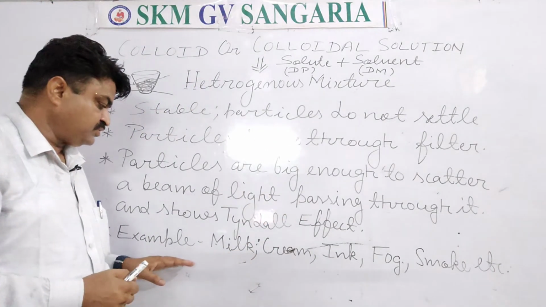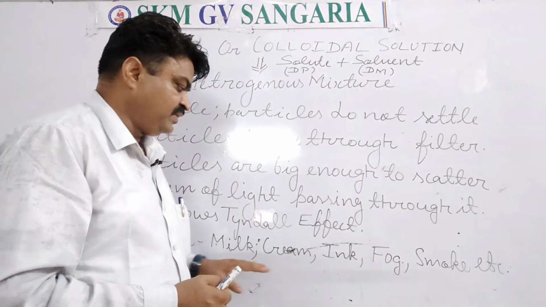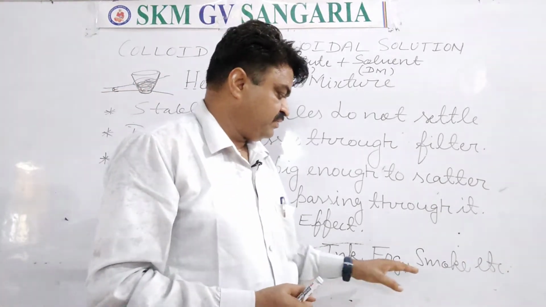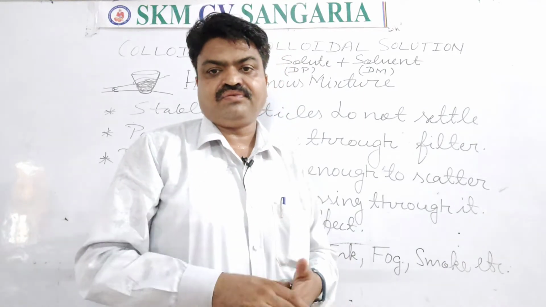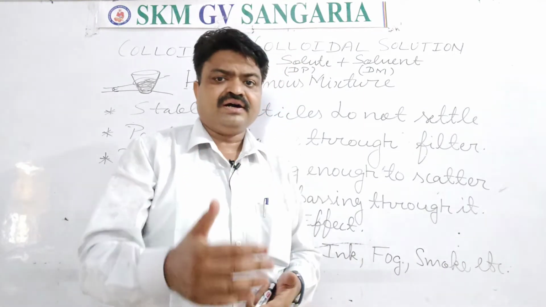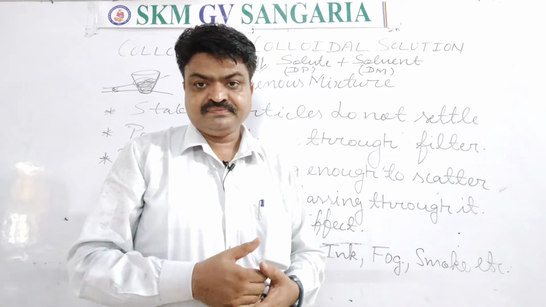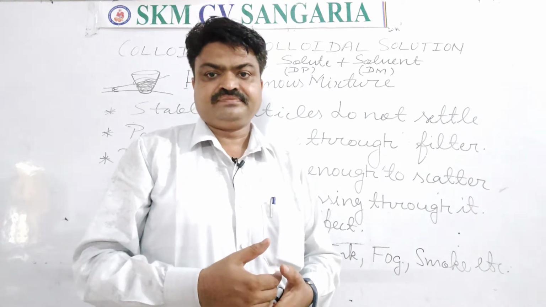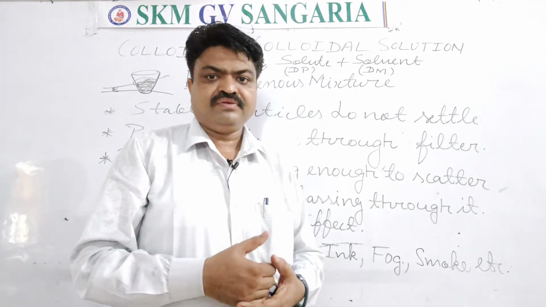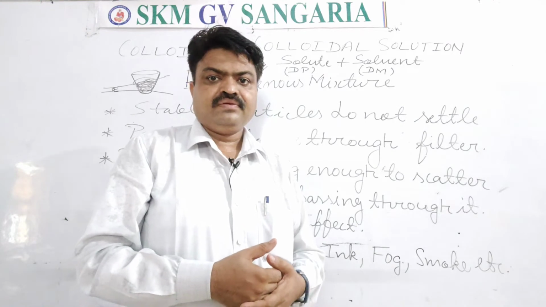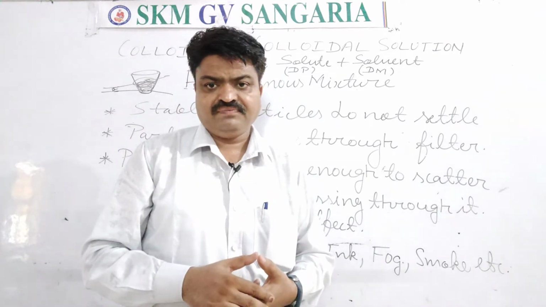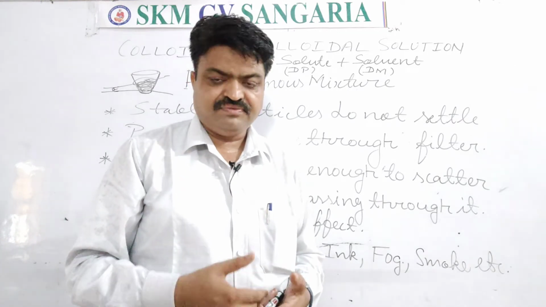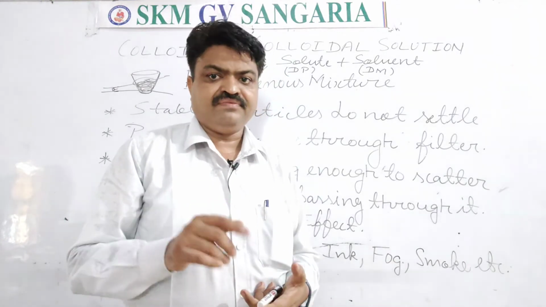The examples of colloid are milk, cream, ink, fog, and smoke. These are the examples of colloid. Now there are different types of colloid, student, like aerosol, foam, smoke. These types we will discuss one by one.